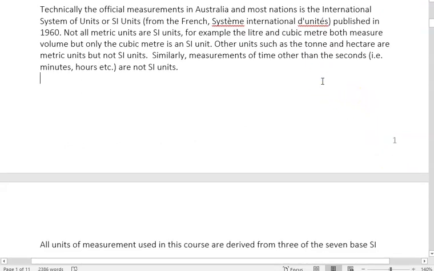Okay. Technically, the official measurement in Australia and most industrial nations is the International System of Units, or the SI units, which comes from the Système International d'Unités, published in 1960. Not all metric units are SI units. For example, the litre and the cubic metre both measure volume, but which one is the SI unit?